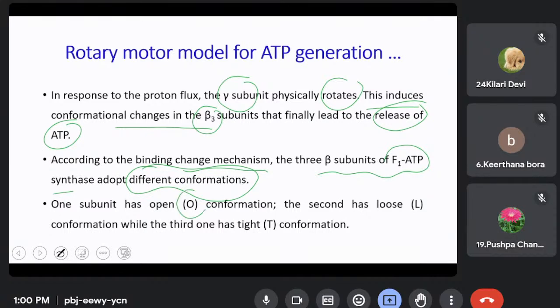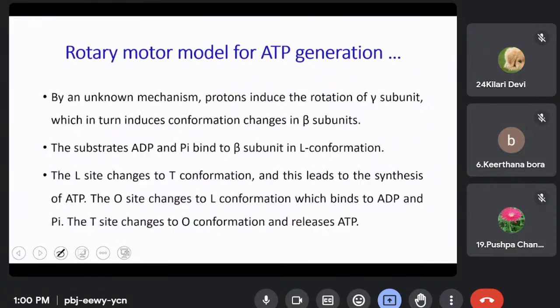One subunit has open conformation, the second has loose conformation, and the third one has a tight conformation. So these three beta subunits have different conformations, different orientations or shapes, we can say. One is open, O conformation, the other is loose, L conformation, the other is tight, T conformation. By an unknown mechanism, not clearly understood. That is the reason why this is still the chemiosmotic hypothesis only, not the chemiosmotic theory.